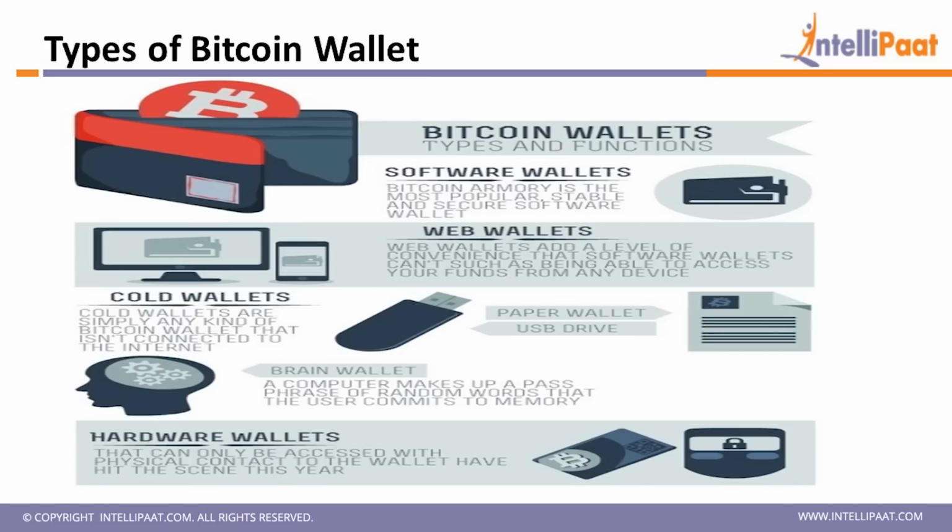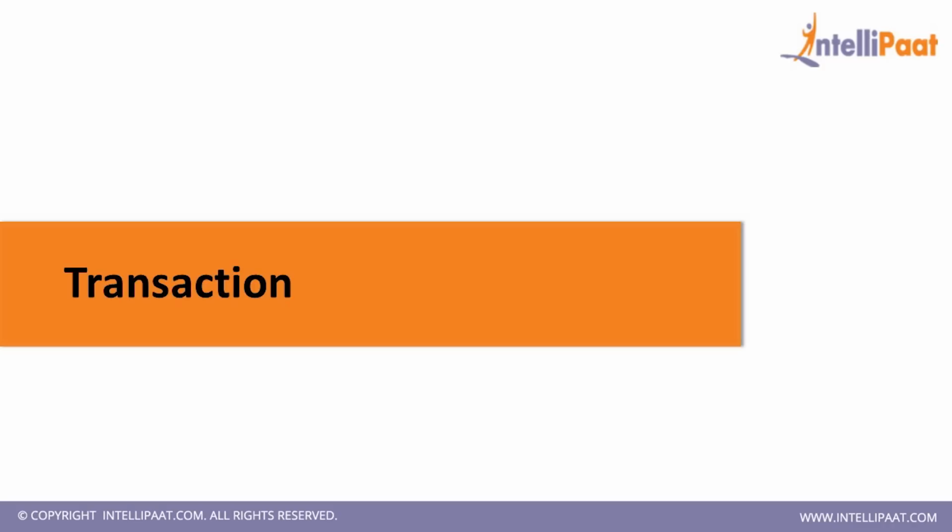Then come hardware wallets, which can only be accessed with physical contact to the wallet and have hit the scene only this year. So considering the requirements, Bitcoin has given the facility of hardware wallets that can be kept with you like a physical identity, like cards, and then used to do transactions inside the network. So till now we have discussed the basics of Bitcoin, blockchain, distributed ledger, and transaction initiation.